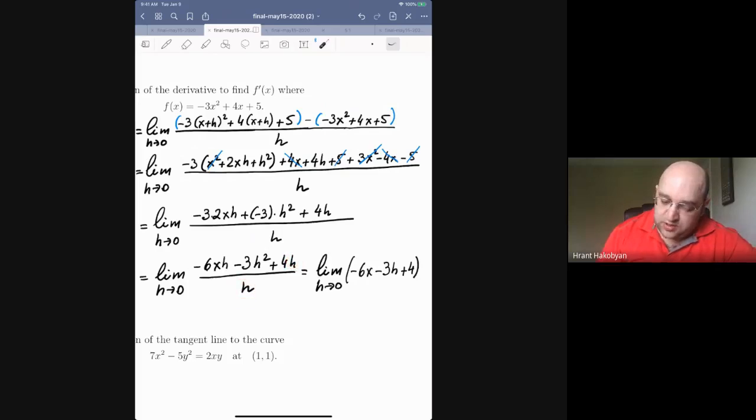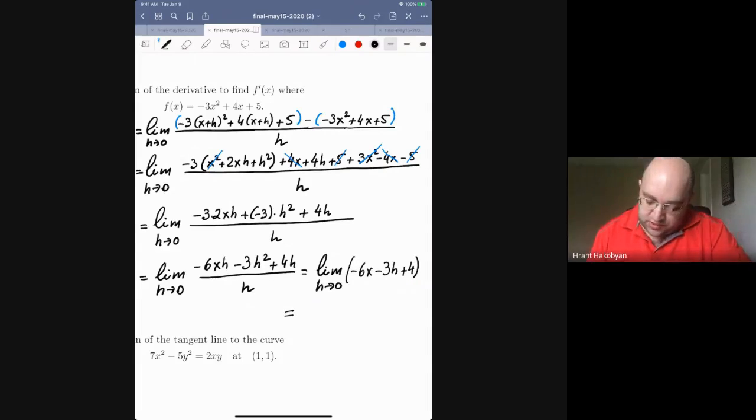So the whole thing becomes the limit of this expression here as h goes to 0. So all I have to do is plug in 0 instead of h. What I get is the same expression, but instead of h I plug in just 0. So I get negative 6x plus 4. And that's my answer.